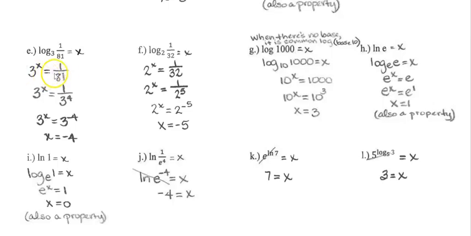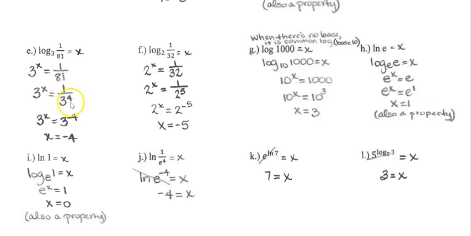So I need to get my bases the same. That means I need to find a way to write 1 over 81 with a base of 3. So let's focus on the 81 first. So in my little calculator, I can say 3 times 3 is 9, times 3 is 27, times 3 is 81. So 81 is 3 to the 4th.